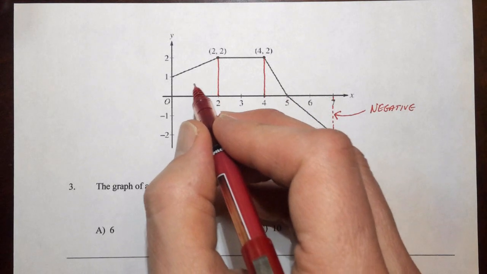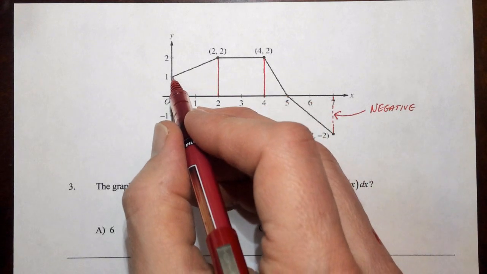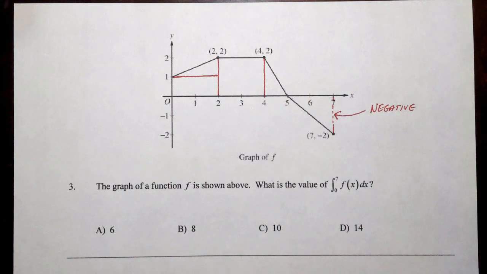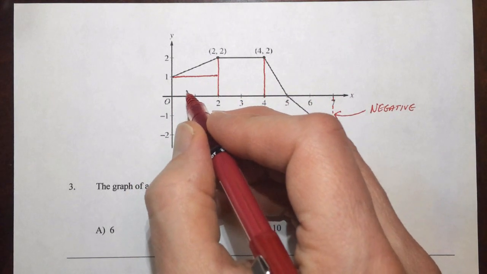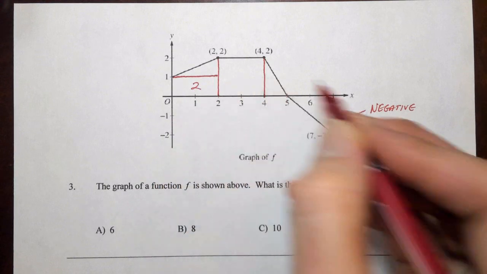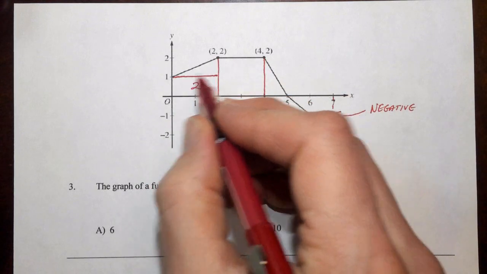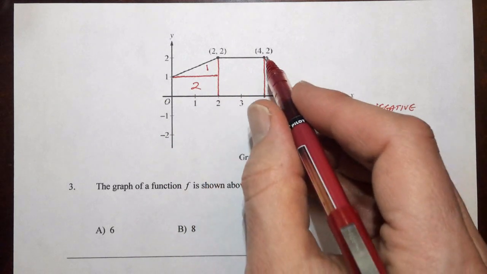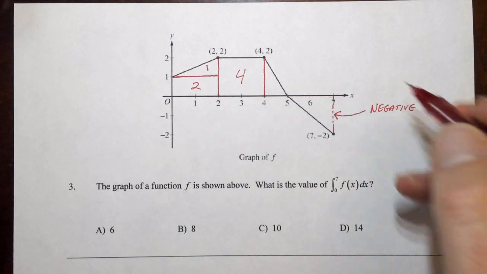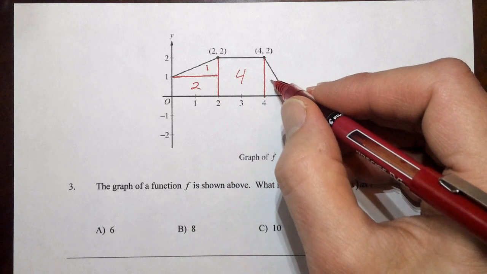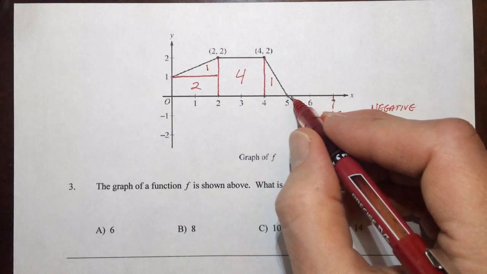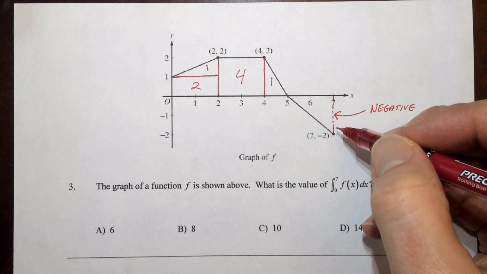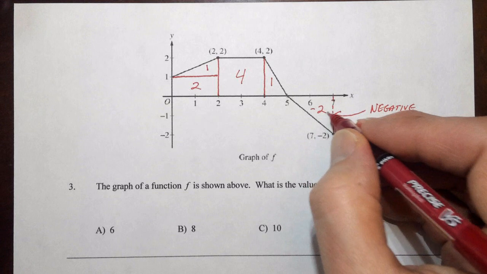Well, we have the trapezoid, or if you prefer, you can break it up into a rectangle and a triangle. The area of this rectangle is a 2 by 1, so that's 2 units. This triangle is also a 2 by 1, but we want half of that, so it's 1 unit. This square is 2 units by 2 units, so that's 4. This triangle is a 1 by 2, so this is also 1 unit. And this triangle is 2 units by 2 units, so 2 times 2 is 4, and half of that is 2, but it will be negative 2.